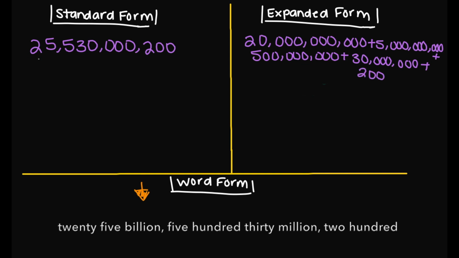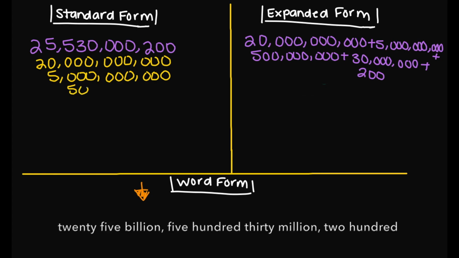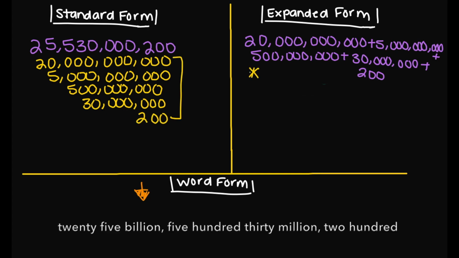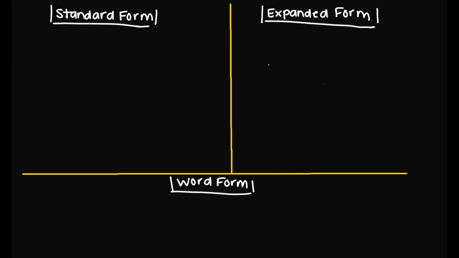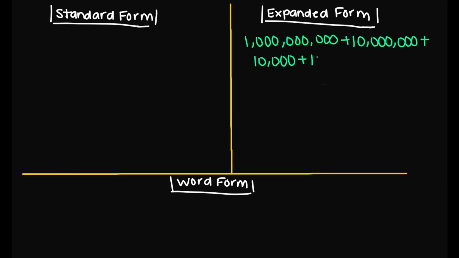And then if you need help, don't forget, you can do your 20 billion here. Then you have your 5 billion. Then you have 500 million. Then you have 30 million. And then you have 200. So this is your expanded form here that we have on the right side. So let's say your expanded form is 1 billion plus 10 million plus 10,000 plus 100 and then plus 1.